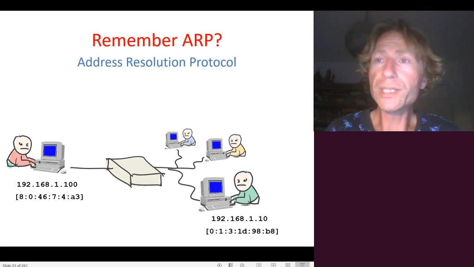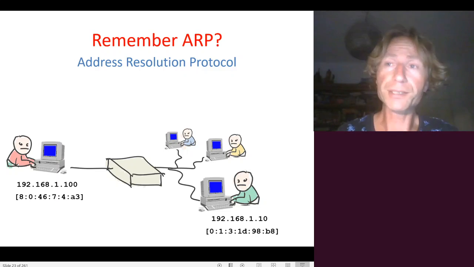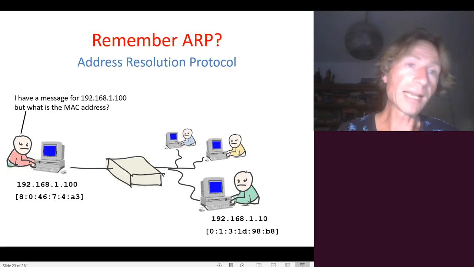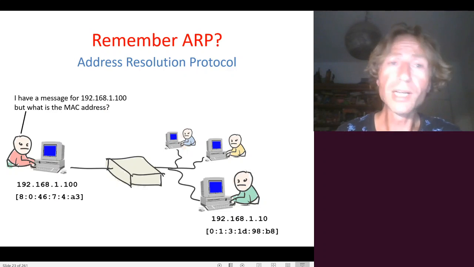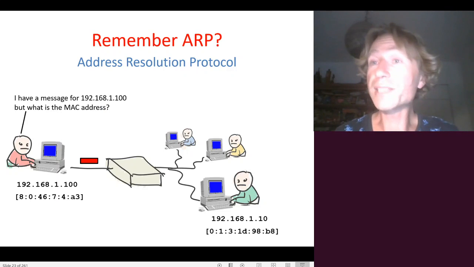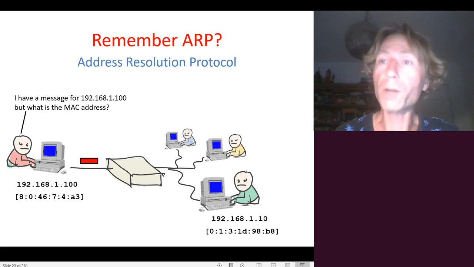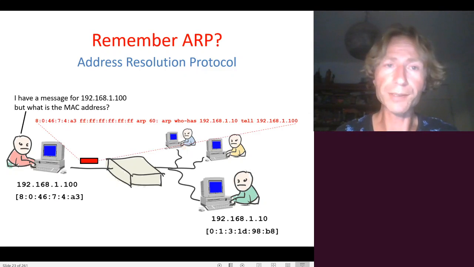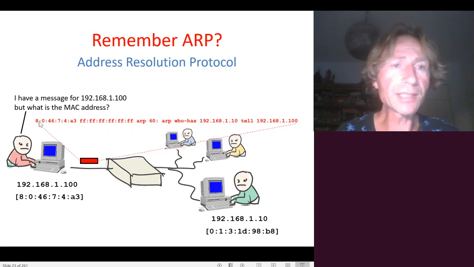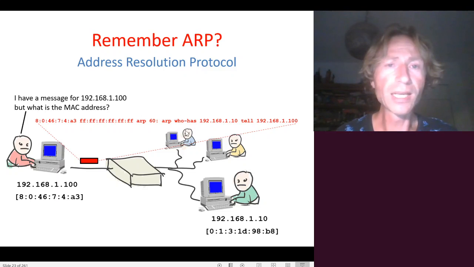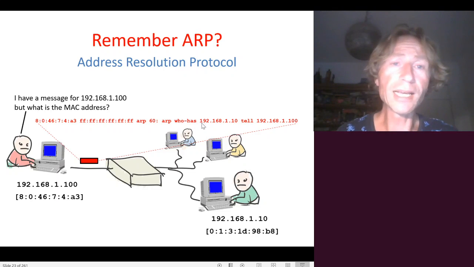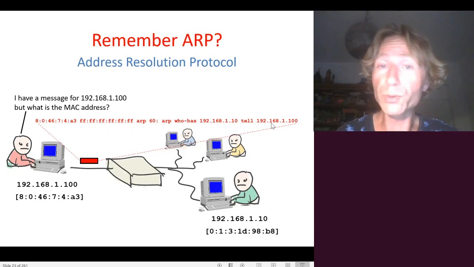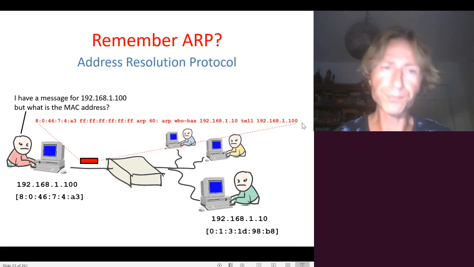Well, what it will do is it will construct a message. It has a message for 192.168.1.100, but it needs to find the MAC address, and to do that, it sends out an ARP request, an address resolution protocol request, and it contains the MAC address of the sender and a broadcast address for the destination, and it basically says, look, I'm interested in communicating with 192.168.1.10, and if this is you, please reply to 192.168.1.100.